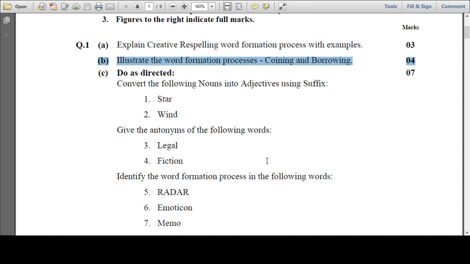Next is opera, piano, broccoli, pizza, cappuccino, pesto. These are words from the Italian language. I'm just giving you very famous words that are taken from other languages, but you can take them as per your knowledge or your requirement.